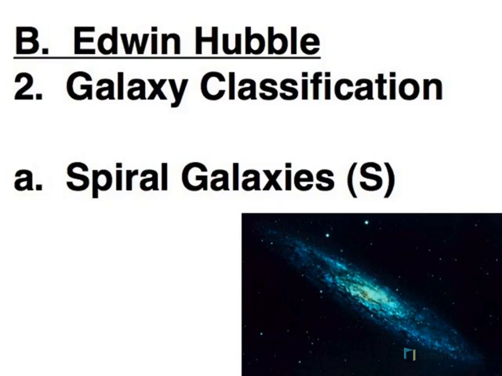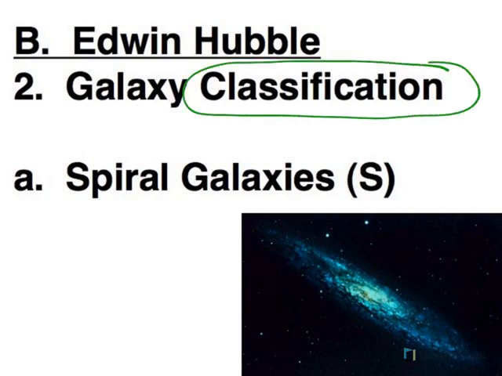Spiral galaxies. When Edwin Hubble discovered that galaxies existed beyond the Milky Way, he also started to notice that they came in different shapes. So he developed a system for classifying galaxies based upon the shape. One of the categories he came up with is a spiral galaxy, and that's designated with the capital letter S for spiral. So what are some of the characteristics of spiral galaxies?